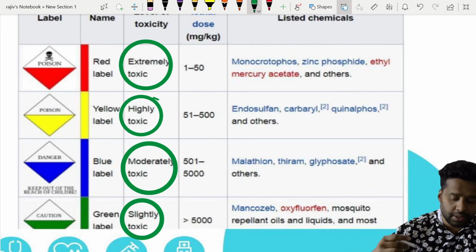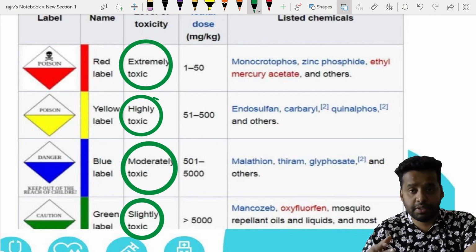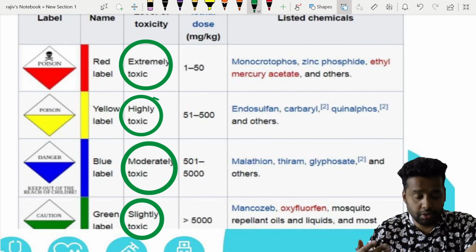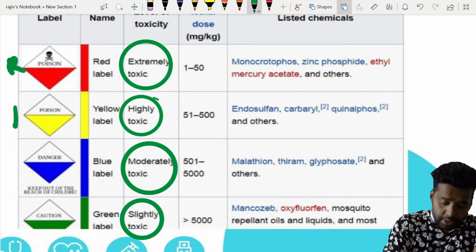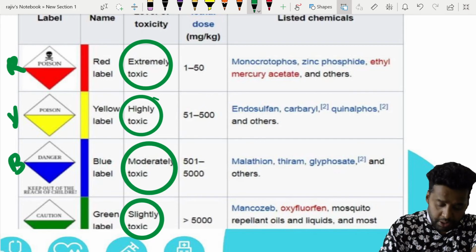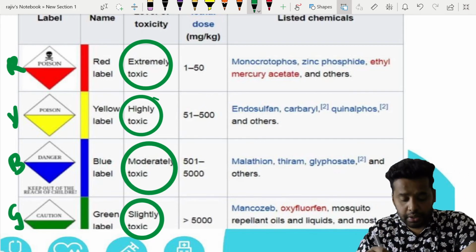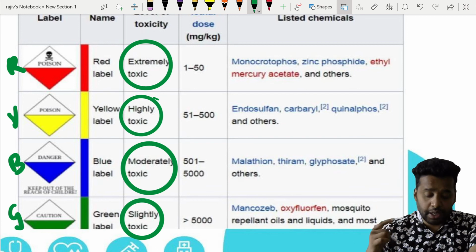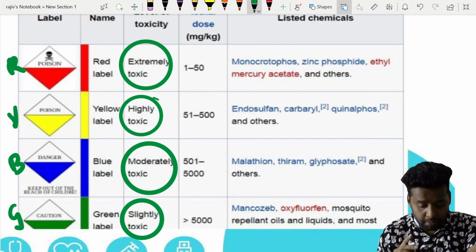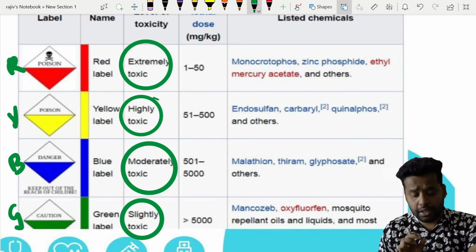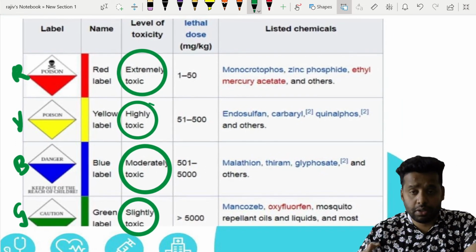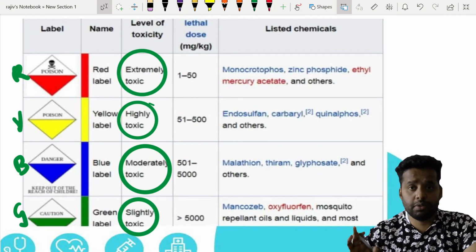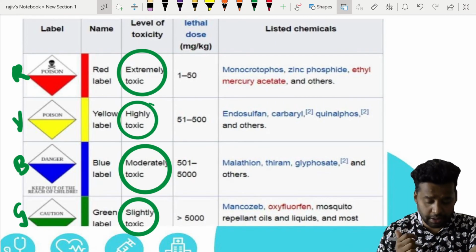These four colors you might have come across in the scheme PMSMA, Pradhan Mantri Surakshit Matritva Abhiyan, almost the same colors: red, green, yellow, blue. Here also, just remember R, Y, then you keep B and G. Extremely toxic, red; highly toxic was the option, yellow; moderately toxic, blue; slightly toxic, green. Green is slightly toxic, not non-toxic. Not toxic is not in the option. It has to be some toxicity, and toxicity levels are graded like this.